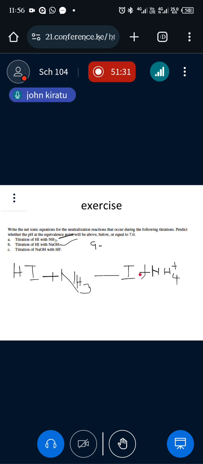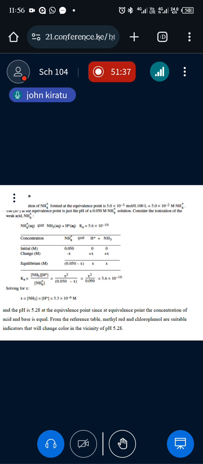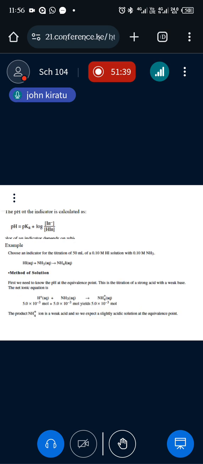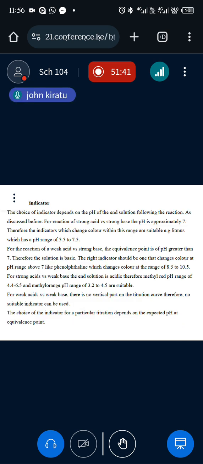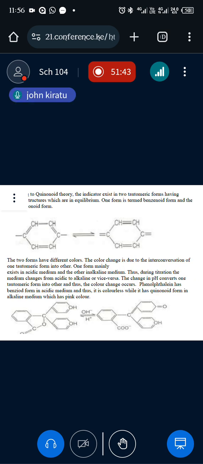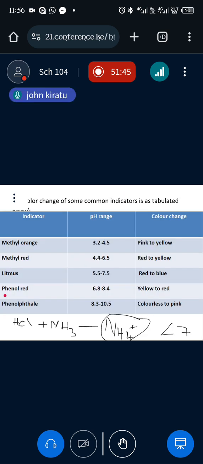Now, after saying that, we have agreed that the answer is below 7. Now let's go to the choice of indicator, and we have to be quick here. The choice of indicator. Now, we have said it's below 7.